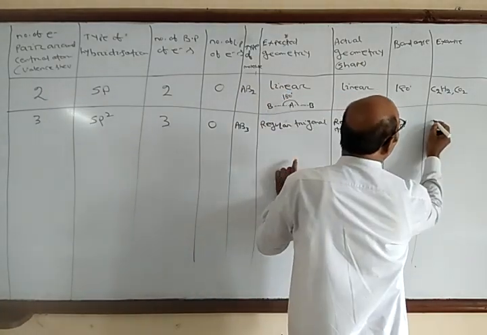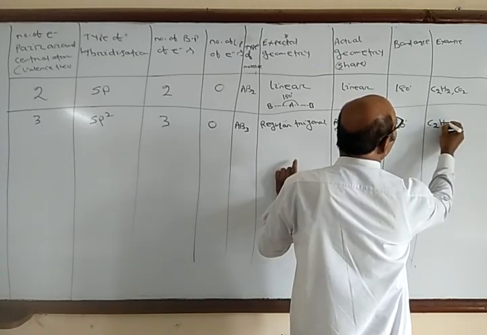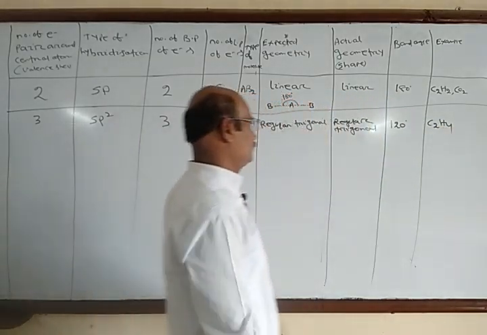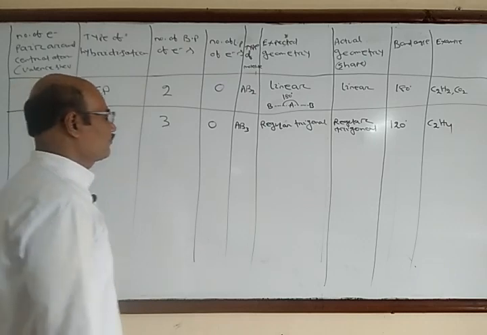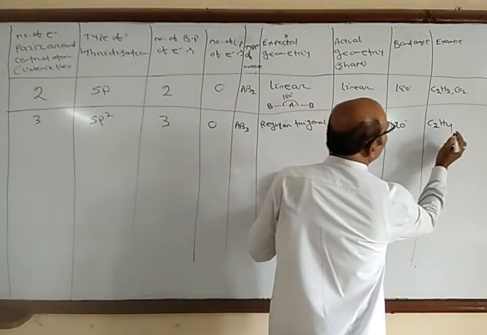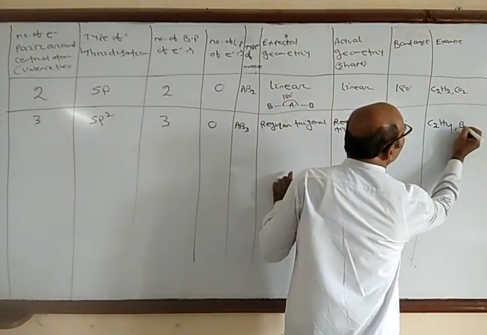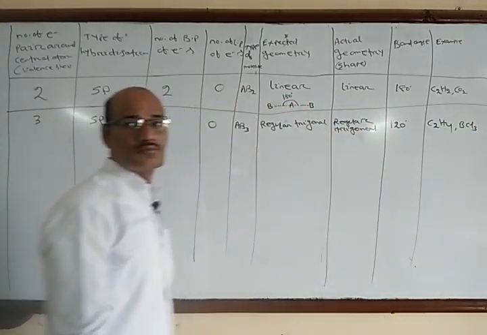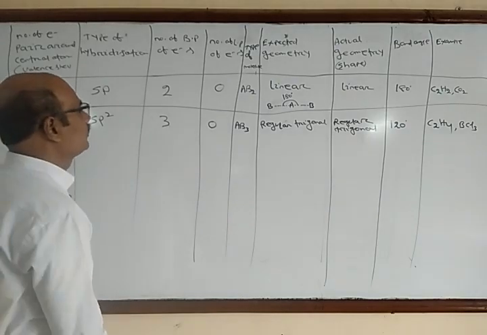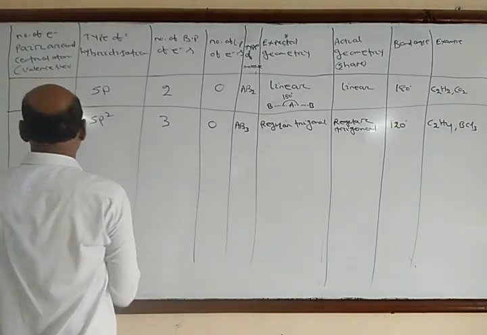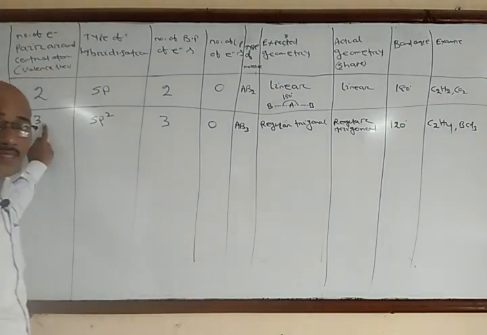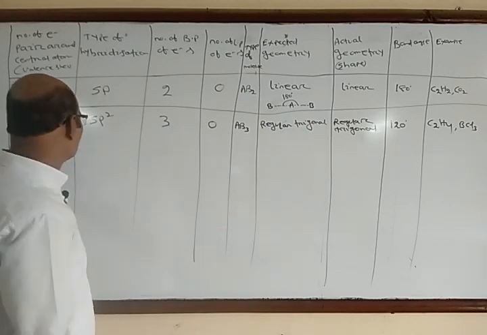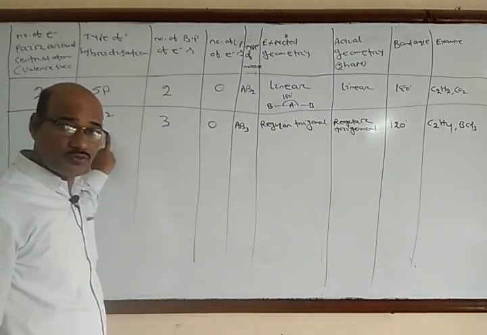You can take the C2H4 molecule, or BCl3. Now with these 3 electron pairs, with this sp2 hybridization, this can vary.